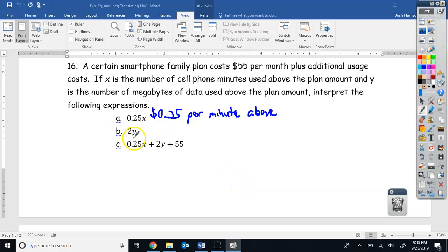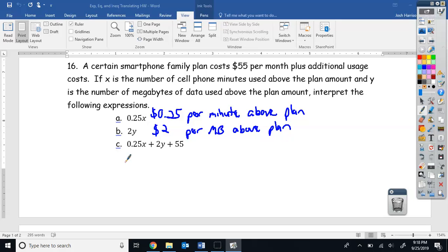Well, what does 2 times Y mean? Y is the number of megabytes of data used above the plan amount. So what does 2 mean? Well, that would be $2 per megabyte above the plan amount. I'm going to put plan on this one and plan on this one. So this expression and this expression are explaining how the family plan, the company that's giving the plan, would figure out what you owe if you go over your usage.